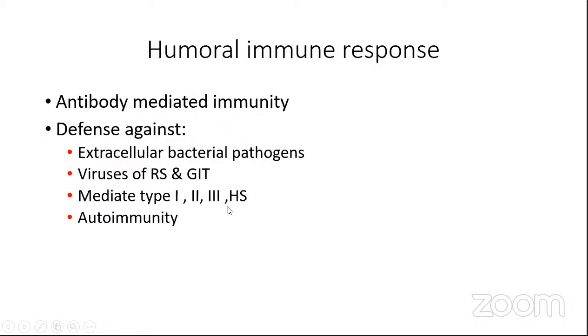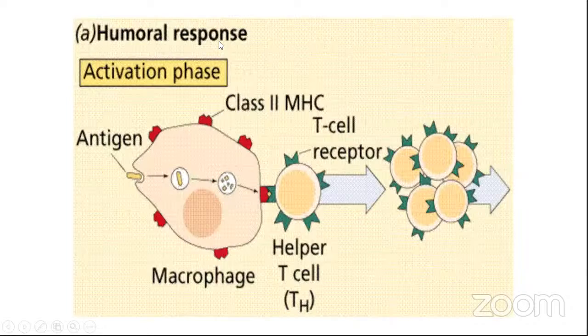Whereas type 4 hypersensitivity is usually mediated by T cells and autoimmunity. So this is the humoral immune response. The antigen, once it is taken up by the macrophage or the antigen presenting cell, will be processed into minute epitopes. They will be presented with the class 2 MHC to the helper T cells.